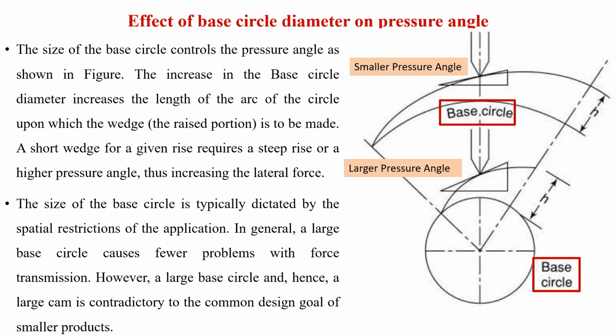Let us now see how the base circle diameter is going to affect the value of the pressure angle. For the sake of analysis, we have considered two base circles. One is the smaller base circle marked in that red rectangle. There is one more base circle having a relatively larger diameter. So these are going to be the base circle diameters for two different radial or disc cams. The speciality of these two radial cams is that both will impart the same lift to the follower, represented by the height h, that is the lift imparted to the follower.